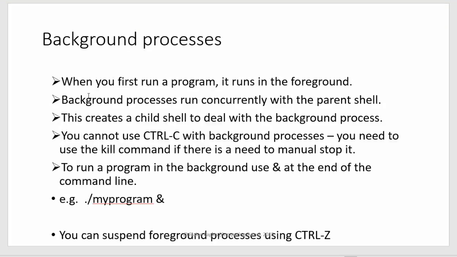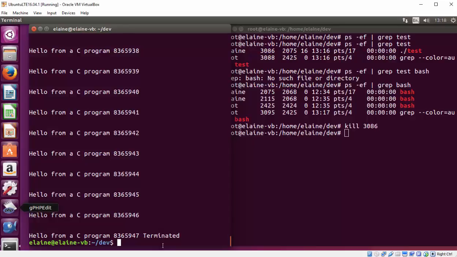Okay, so you can also run processes in the background or the foreground. Background processes run concurrently with the shell, so you can use the shell and run the process at the same time. It creates a child shell to deal with the background process. You can't use Control C with background processes, you need to bring them back into the foreground or use the kill command. This is how you run a program in the background. So quickly demonstrate that as well.